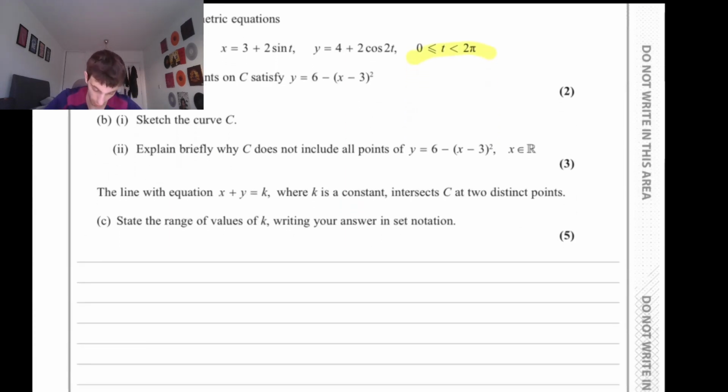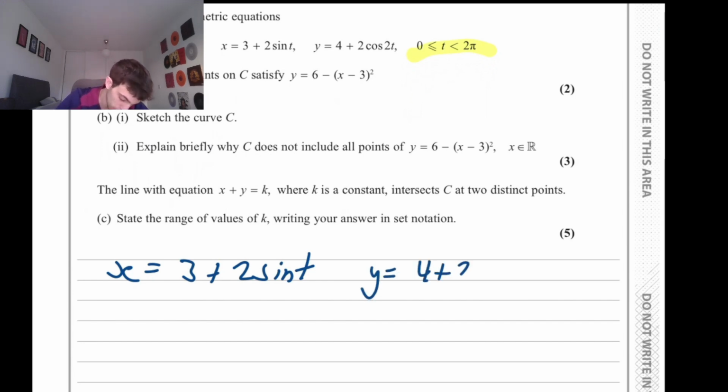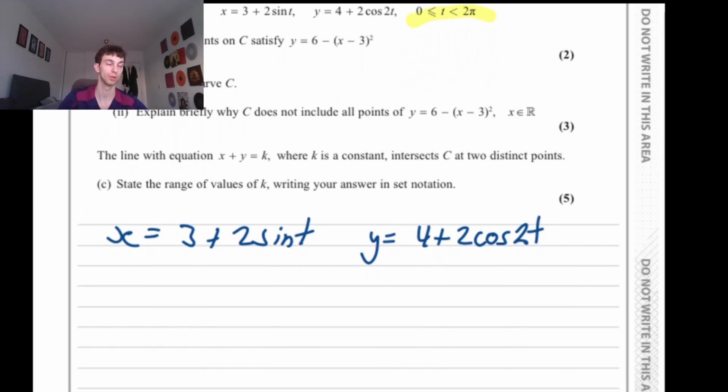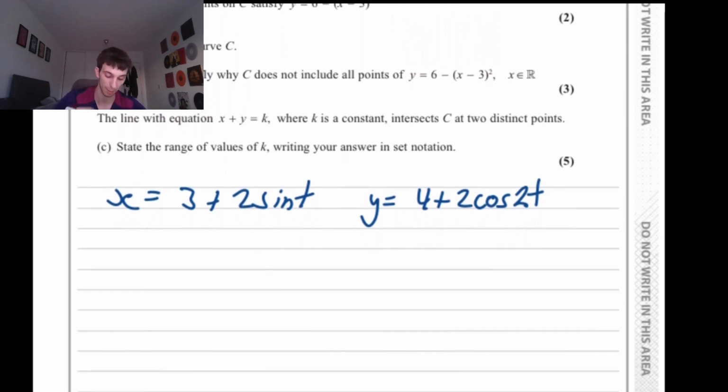So quickly just rewriting our equations, we have that x equals 3 plus 2 sine t. Then we have that y equals 4 plus 2 cos 2t. Now in these kind of questions, sometimes they want you to link them by, for example, a trigonometric identity. However, in this case, using a cos double angle ID, we can write cos 2t in terms of sine t. So we'll be able to use our x parametric equation, rearrange for sine t, and then sub it in. Let's go through that step by step.